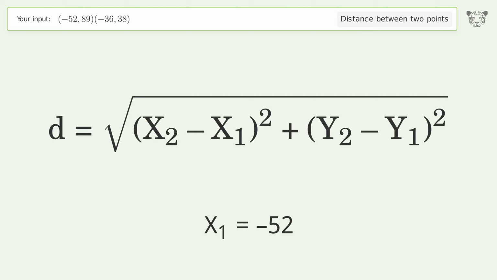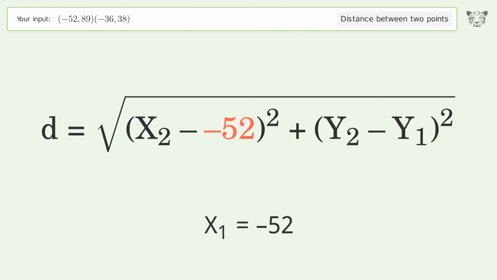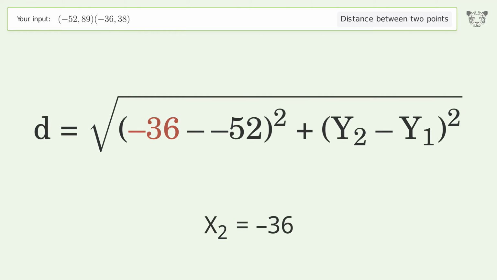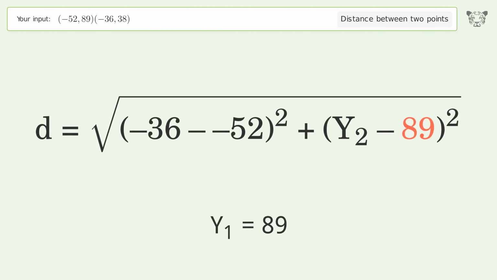x1 equals -52. x2 equals -36. y1 equals 89. y2 equals 38.